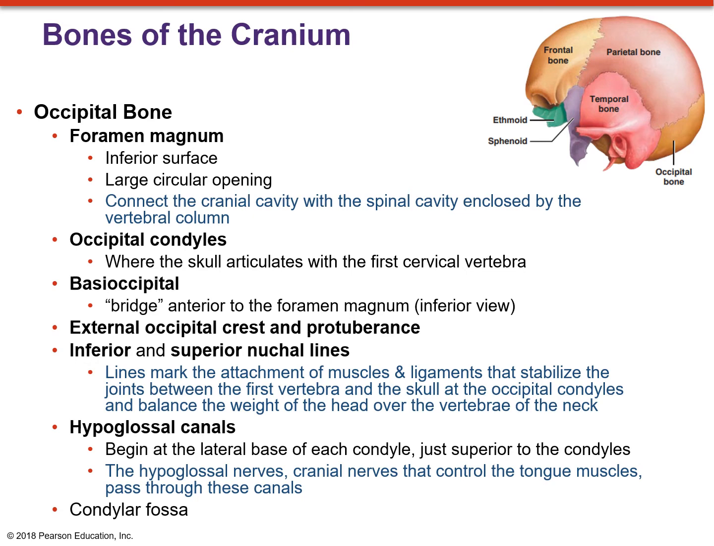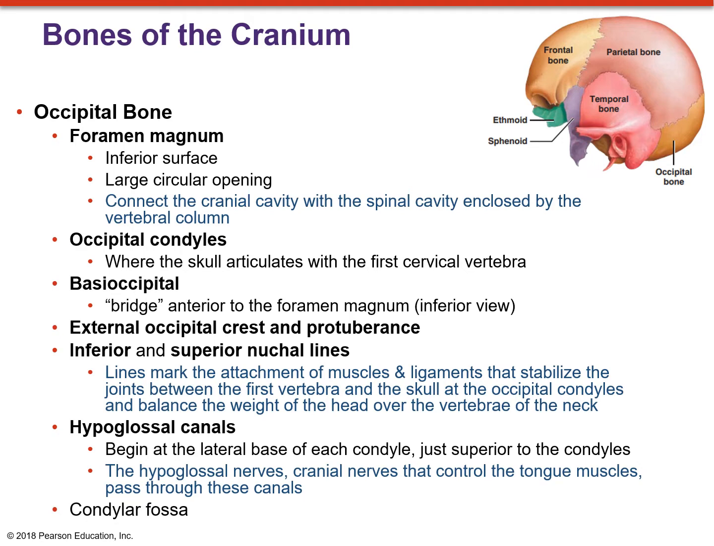We have, on the posterior, we have the external surface of the occipital bone, and it bears a number of prominent ridges. And the external occipital crest will extend posteriorly from that foramen magnum, ending in a small midline bump, and that's going to be called the external occipital protuberance. We have two horizontal ridges that will intersect at the crest. Those are going to be the inferior and superior nuchal lines, and these are the lines that mark the attachment of muscles and ligaments that stabilize the joints between the first vertebrae in the skull at that occipital condyles, and it balances the weight of the head over the vertebrae of the neck.